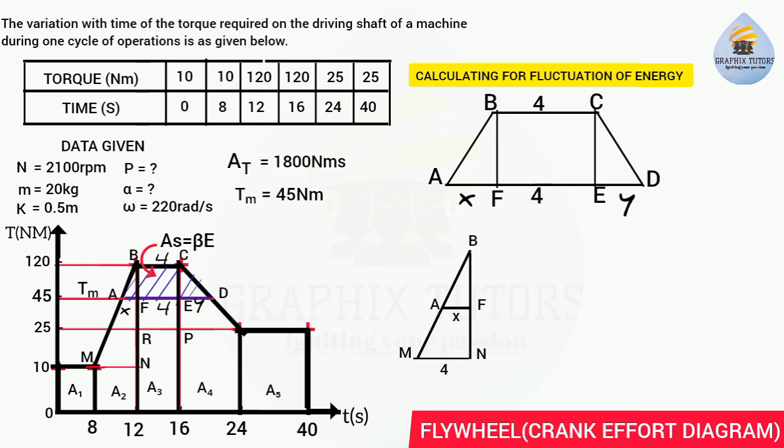Now the height of my NB, the total height here, is the difference between 120 and 10, and that's 110. So from here to here is 110. Similarly, the difference for my BF here is going to be 75. How? 120 minus 45. So the difference from here to here is 75.